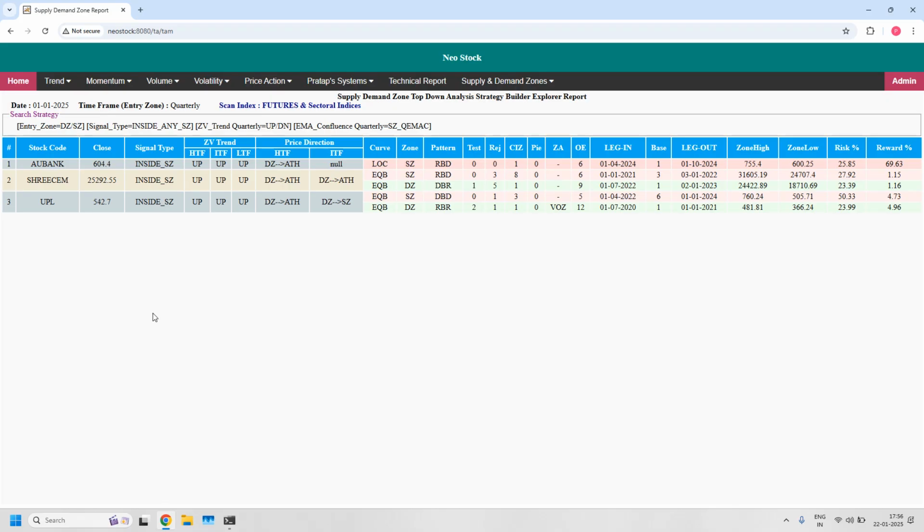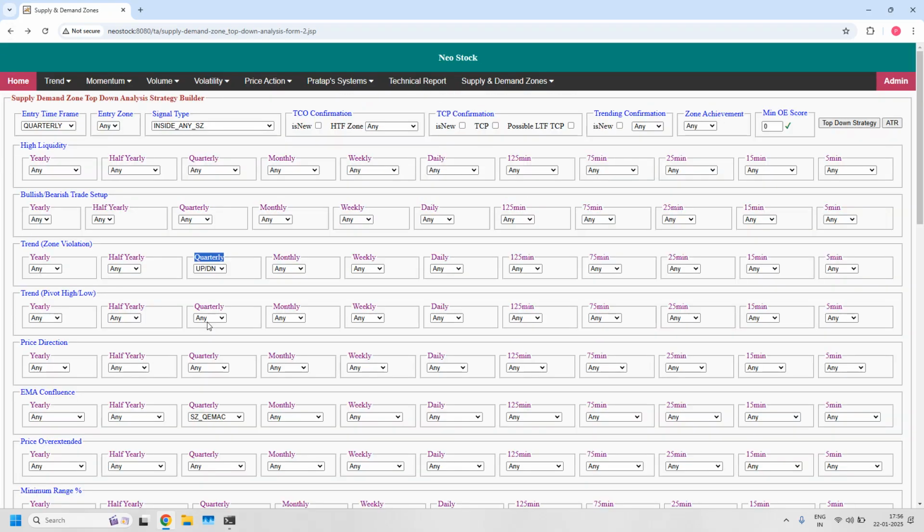I mean all the demand zones. But all these are supply zones. We set a wrong filter. Yeah, correct now. Quarterly supply zone with quarterly EMA Confluence. Perfect.